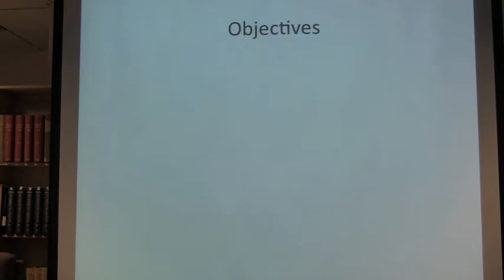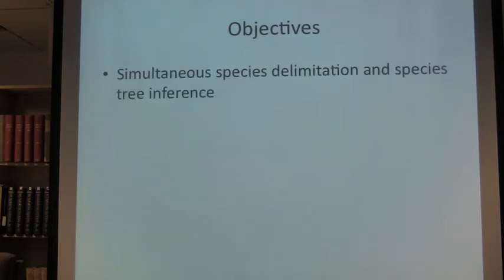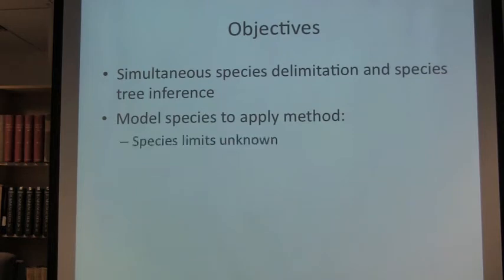So the objectives of my study are to demonstrate this method of simultaneous species delimitation and species tree inference, and I want to demonstrate this in a model system. A model system here will have both the species limits unknown and the species tree unknown.